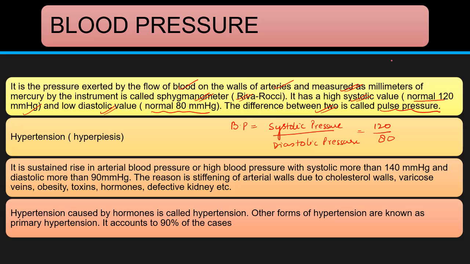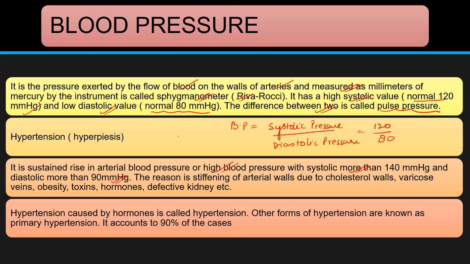Okay. Diastolic pressure, also known as resting pressure, is the lower limit of blood pressure that shows the state of heart, that is relaxation or expansion of heart, diastole. For men, this limit is 80 millimeters of mercury. It is a sustained rise in arterial blood pressure or high blood pressure with systolic more than 140 millimeters of mercury and diastolic more than 90 millimeters of mercury. If the person has a systolic blood pressure of more than 140 and diastolic pressure of more than 90 millimeters of mercury, then he or she is said to be hypertensive.